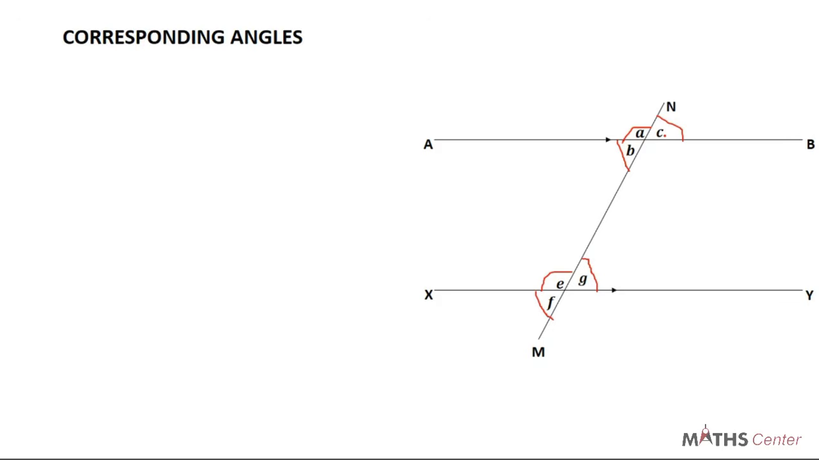When you come here, C and G are also corresponding. Then D and H are also corresponding. So D is corresponding to H. Now, what is the property of corresponding angles?